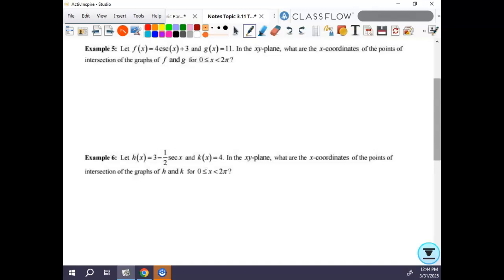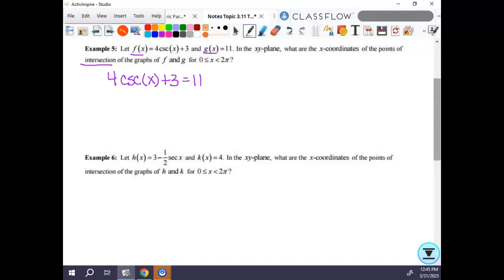So here we go. We have f of x and g of x. In the xy plane, what are the x coordinates of the points of intersection? So what do I do with these to set something up? Set them equal to each other. So 4 cosecant of x plus 3 equals 11.